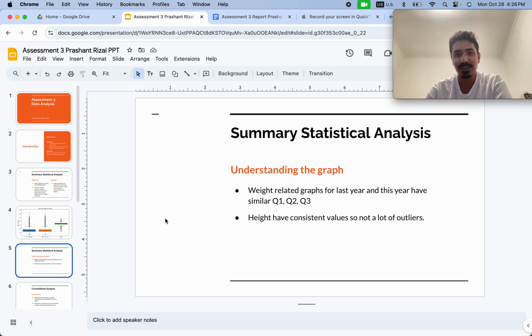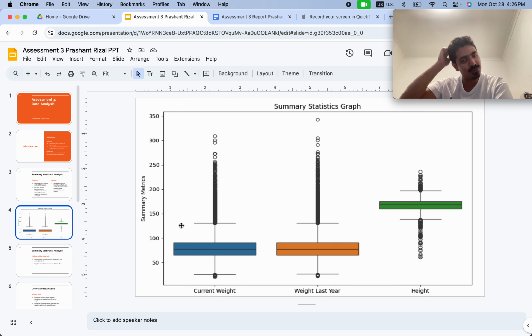We can see that the weight-related graphs for last year and this year have similar Q1, Q2, Q3. If we go back to the slide, we can see the Q1, Q2, Q3 are pretty similar, between maybe 60 to 90. So the weight of the people stayed around there. It did not really change over the year, which means people have pretty consistent weight throughout.